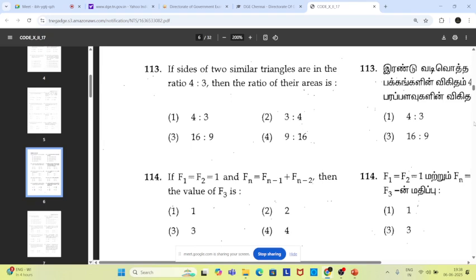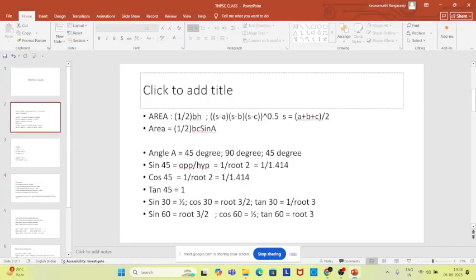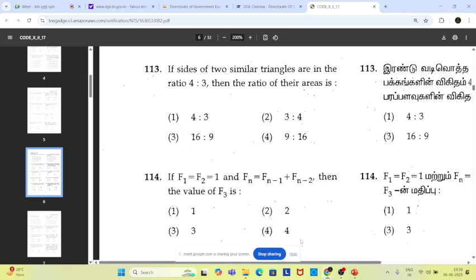Because the formula for area of a triangle is half BH. I think we have done this question somewhere. Are you able to see the formula? Area equal to half into B into H. B is the base, H is the height. So there are two values we are taking. Suppose B is given some centimeter, H is given some centimeter. If you multiply, it becomes centimeter square, isn't it? So that is why we are squaring there. We are squaring this value, so you get 16:9 as the answer.